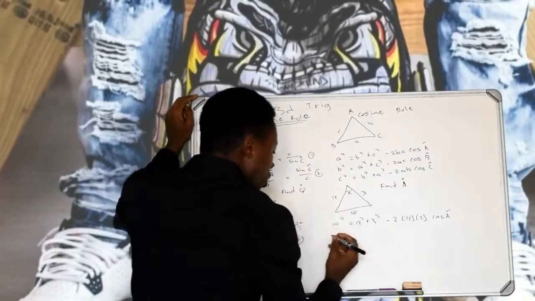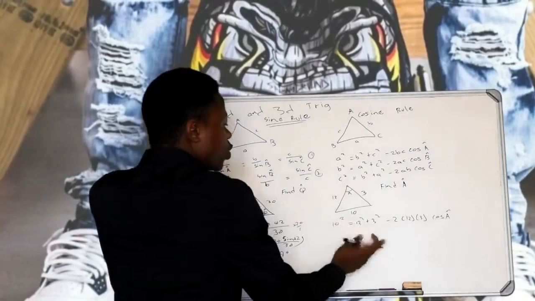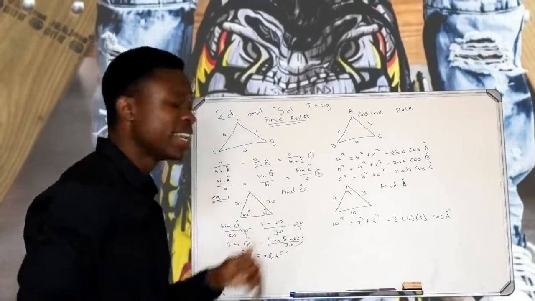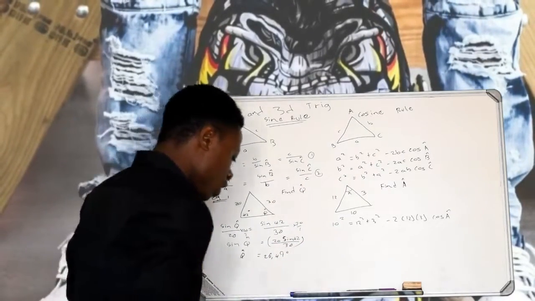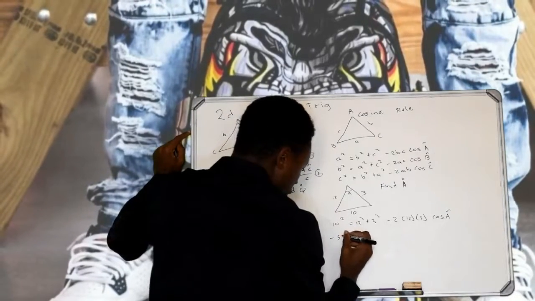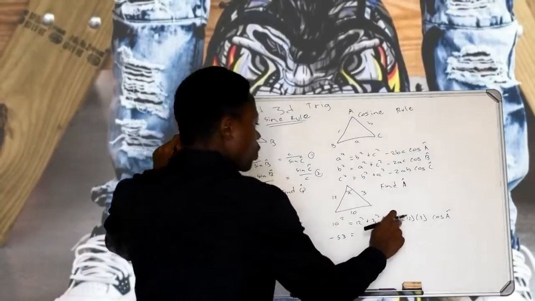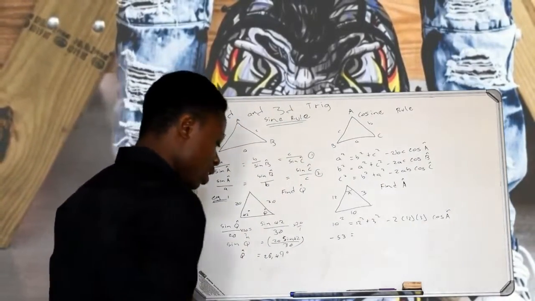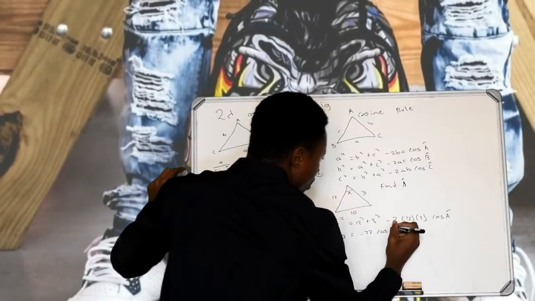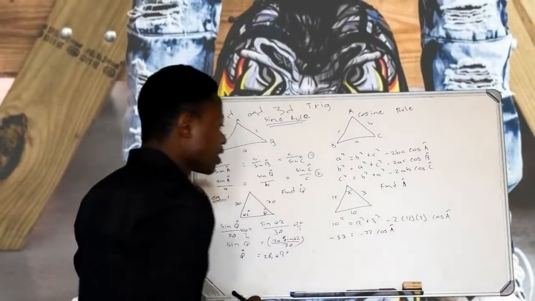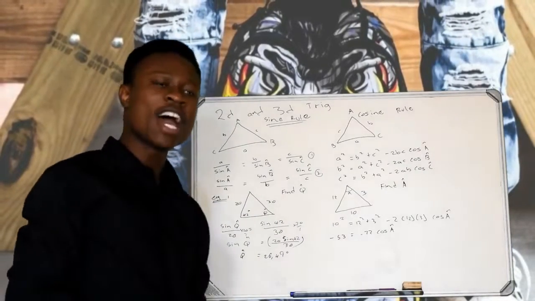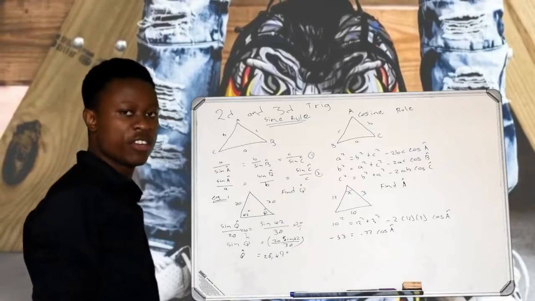So now what do we do? What's the first step? We take all of this onto the other side. So it'll be 10 squared minus 12 squared minus 3 squared. If I do that, I'll be left with negative 53 is equal to 2 times 12 times 3, which will leave me with negative 72 cos angle A, right? This looks pretty straightforward, doesn't it? So how do I get A by itself? I divide both sides by negative 72.